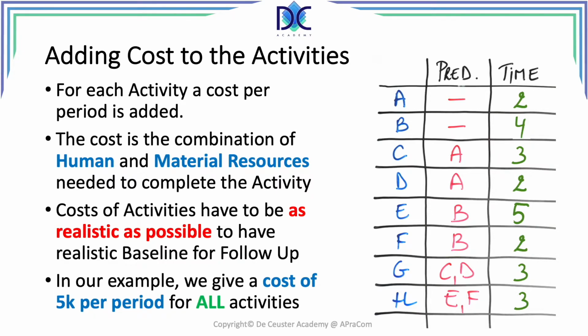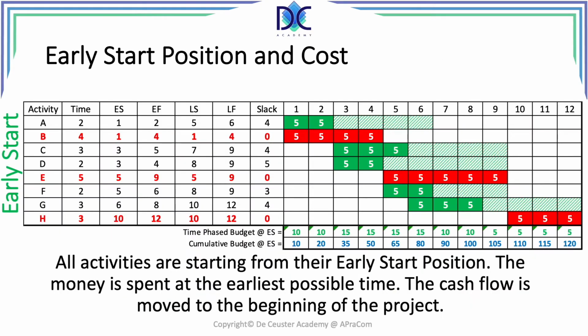It's important to provide a realistic cost of the activity because it will be used later to review the progress of the project when using earned value management. For simplification of the exercise in this example, I will use a fixed periodic cost for all activities of 5K or 5,000. In reality, there may be different, more complex possibilities, but the principle remains the same.